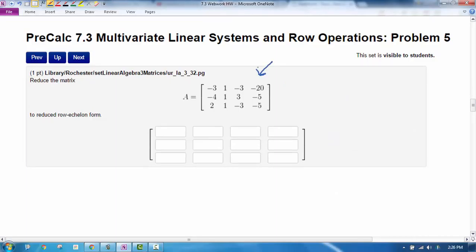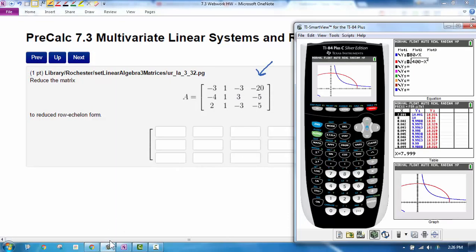So the next one then I won't do by hand because that one's bigger and would take longer. So let's just go ahead and enter that into your calculator and then do row reduced echelon form. So second matrix, we're going to edit matrix A. It's a 3 by 4. And enter in these numbers.